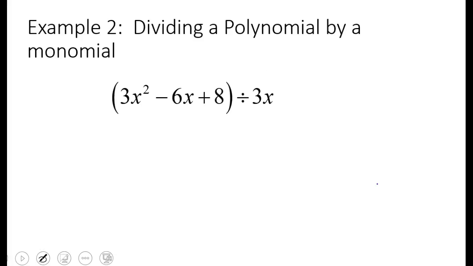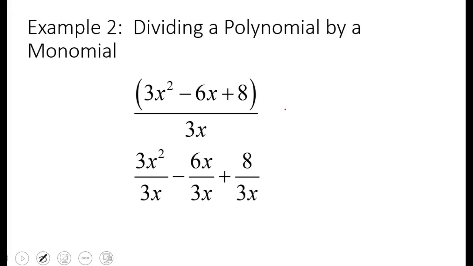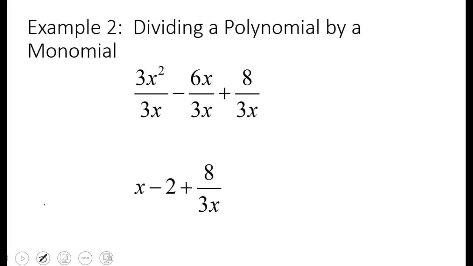So here's another one. Same problem. The difference here is instead of dividing by 3, we're dividing by 3x. I again set the problem up with my fraction bar. And I write each term as a separate division problem. So I have a 3x squared divided by a 3x minus a 6x divided by a 3x plus 8 over 3x. And I reduce each of these. So again, the 3 over the 3 becomes a 1.